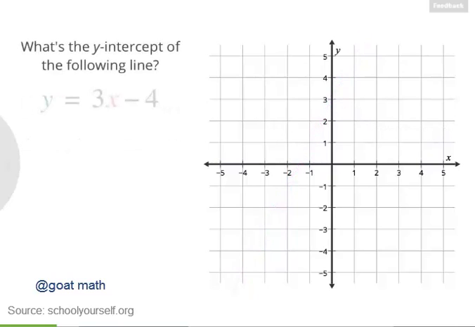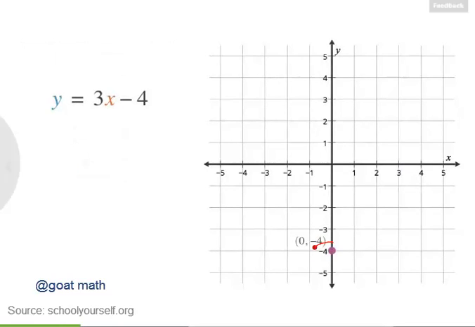Try another example. For the line described by the equation y equals 3x minus 4, what do you think is the y-intercept? Excellent! The y-intercept is negative 4, because if you plug in 0 for x, that leaves you with y equals negative 4. And here's the actual line for the equation. It also passes through (1, -1), (2, 2), and (3, 5).